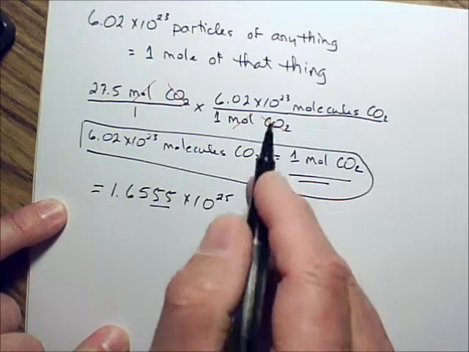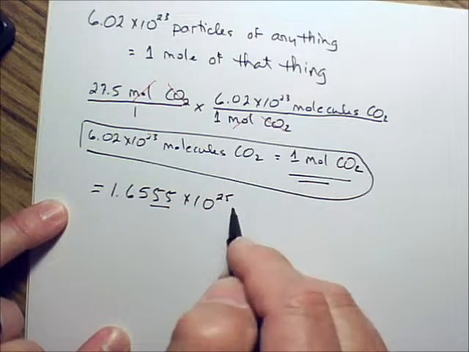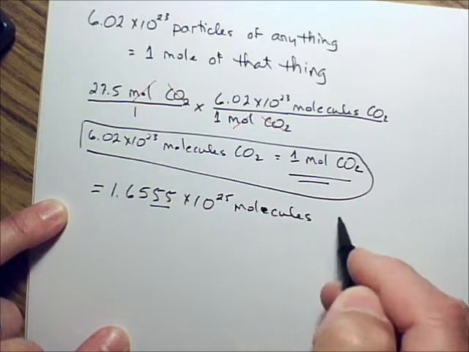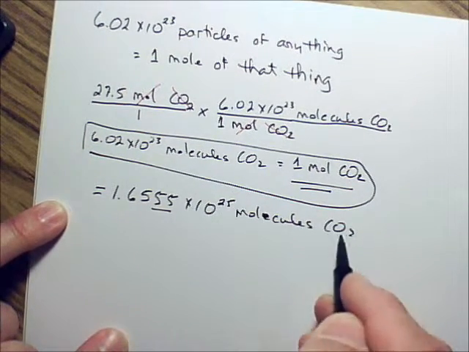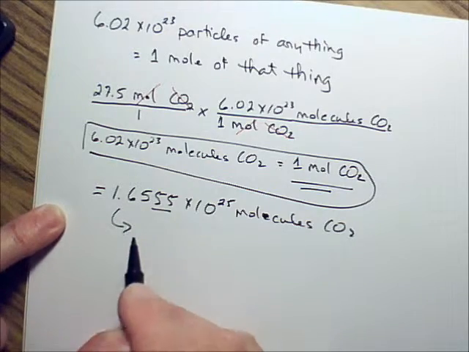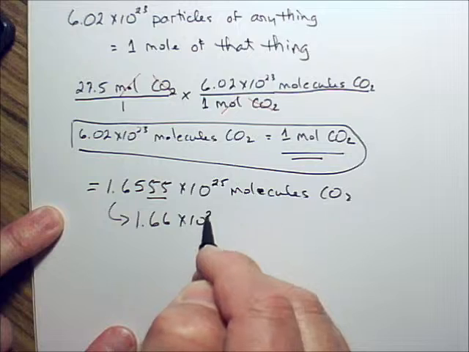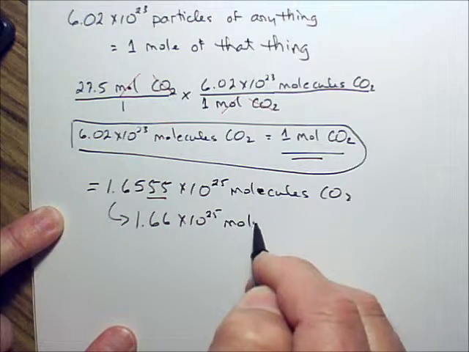Okay, I need to have my units and species. I've canceled out everything but molecules of CO2. Okay, and now I need to round it off. 1.66 times 10 to the 25th molecules.